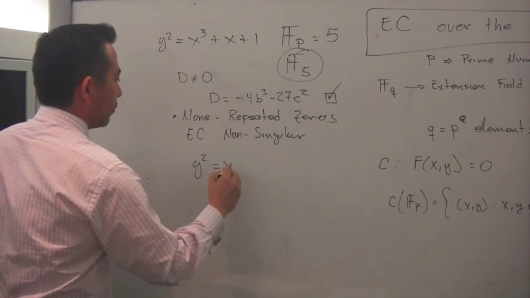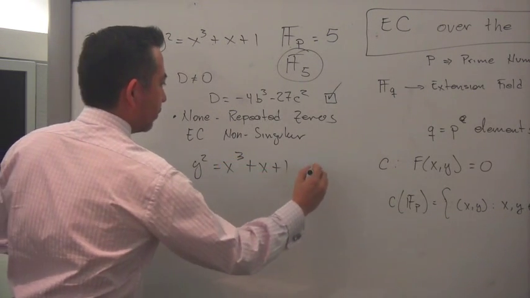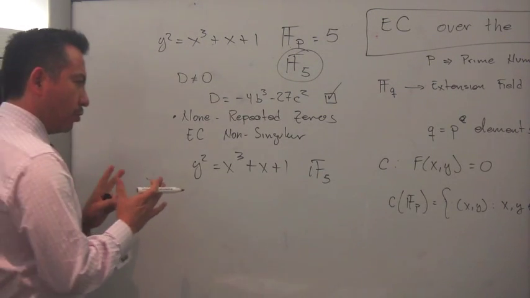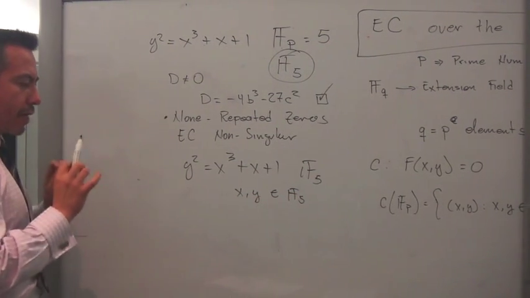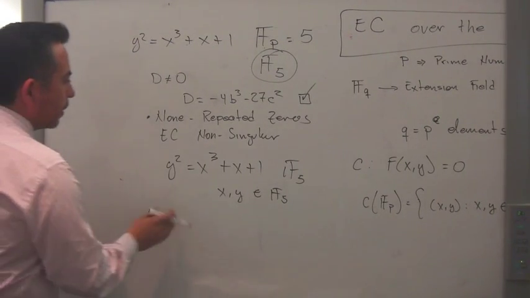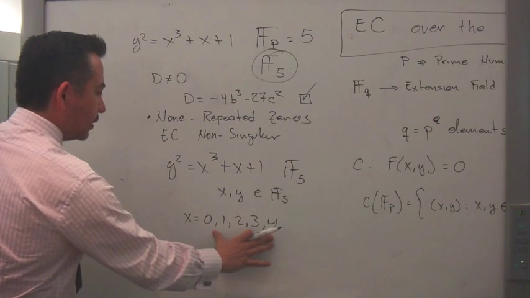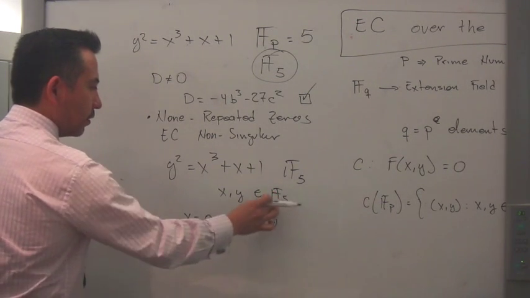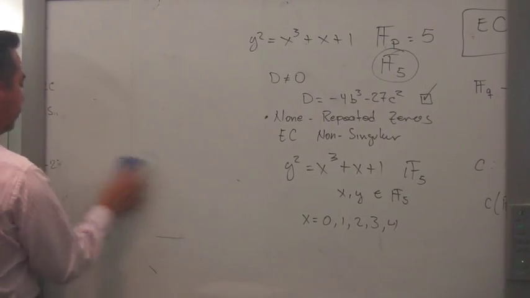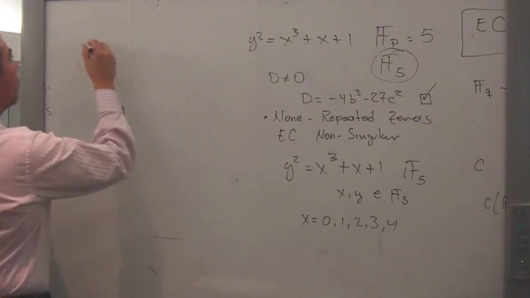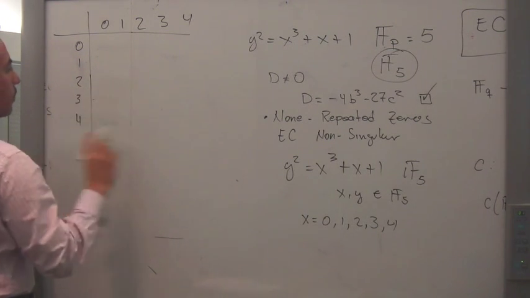If y squared equals x cubed plus x plus 1 in the finite field of 5, that means that my set of solutions, x and y, are elements of the finite field of 5. I will recall the modular math, the mod 5. So I have x equals 0, 1, 2, 3, and 4. All these integers are elements of the finite field of 5. So what I will do, just to put this together, is create a table: 0, 1, 2, 3, 4 by 0, 1, 2, 3, 4 for this finite field.